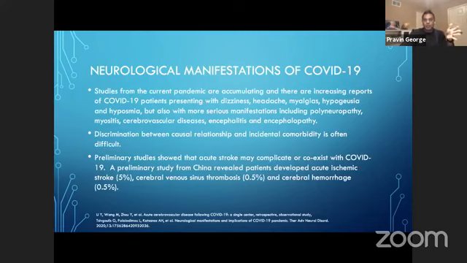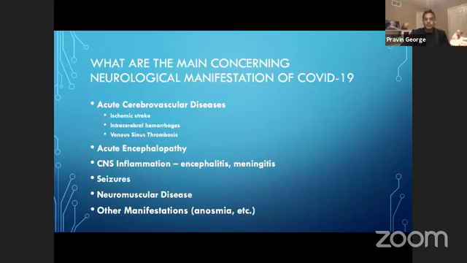So going into that, what are the main concerning neurological manifestations of COVID-19 that most people are very interested in and want to know more about? I broke it down into the acute cerebrovascular diseases, which would be stroke, hemorrhages, and venous sinus thrombosis. Then acute encephalopathy versus encephalitis, and then looking at CNS inflammation, both encephalitis and meningitis. Then going into seizures, and then some neuromuscular diseases and other manifestations that people have with this.